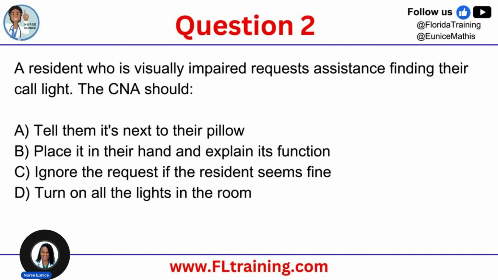Question number 2. A resident who is visually impaired requests assistance finding their call light. The CNA should A, tell them it's next to their pillow, B, place it in their hand and explain its function, C, ignore the request if the resident seems fine, D, turn on all the lights in the room. How do you assist a visually impaired resident or client?